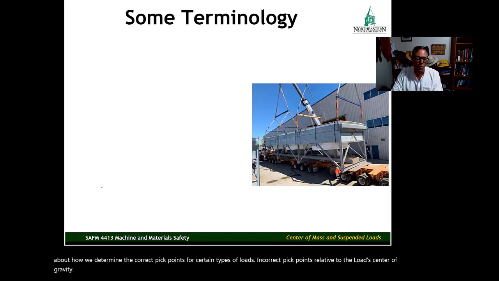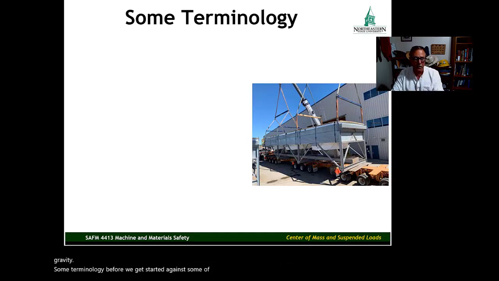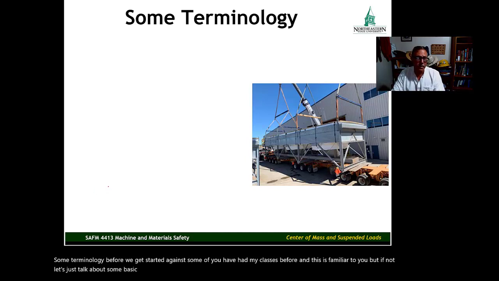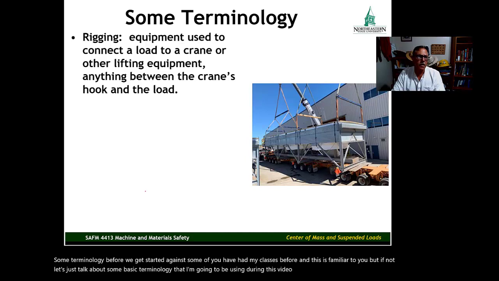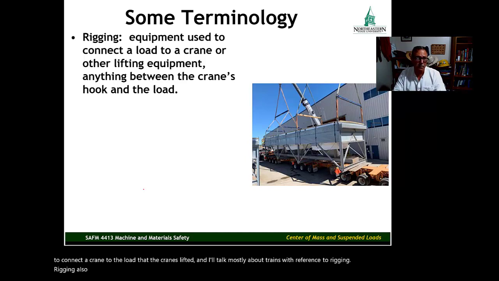Some terminology before we get started. Again, some of you have had my classes before and this is familiar to you, but if not, let's just talk about some basic terminology that I'm going to be using during this video and the other 3 videos. First of all, rigging. That's the equipment we use to connect a lifting machine to the load that's being lifted. It's the equipment that we use to connect a crane to the load that the crane's lifting. And I'll talk mostly about cranes with reference to rigging, but rigging also applies to other types of lifting equipment also. We can think of rigging another way. Anything between the crane's hook and the load itself is rigging.